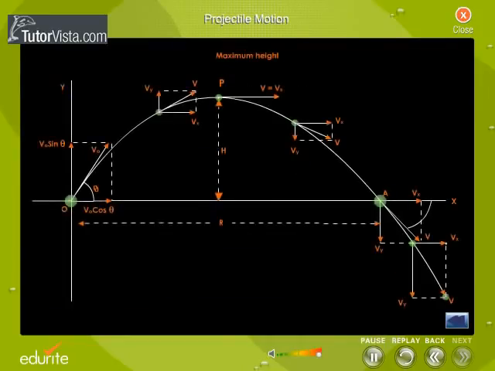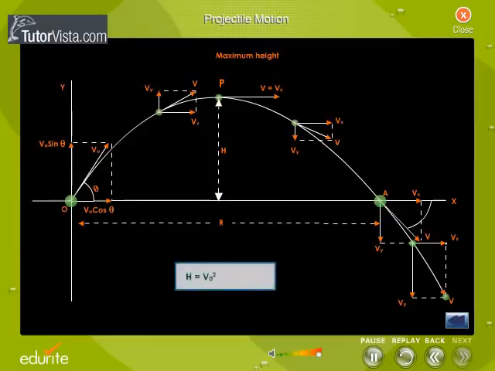Maximum height. Maximum height is the maximum value of the vertical distance attained by a projectile above the horizontal plane to the point of projection. In the figure, P is the point of maximum height. H is equal to v0 squared sine squared theta by 2g.